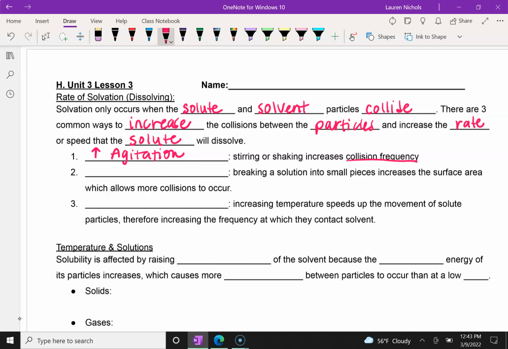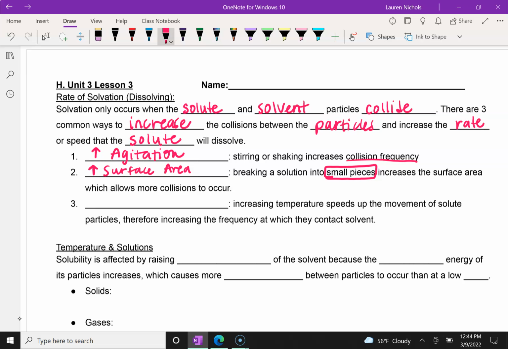You can also increase the surface area. The way you increase the surface area is by breaking it into small pieces. So when you have small pieces, they're going to allow more collisions to occur. So small pieces dissolve faster than big pieces. This is something that we know just from our own experiences.